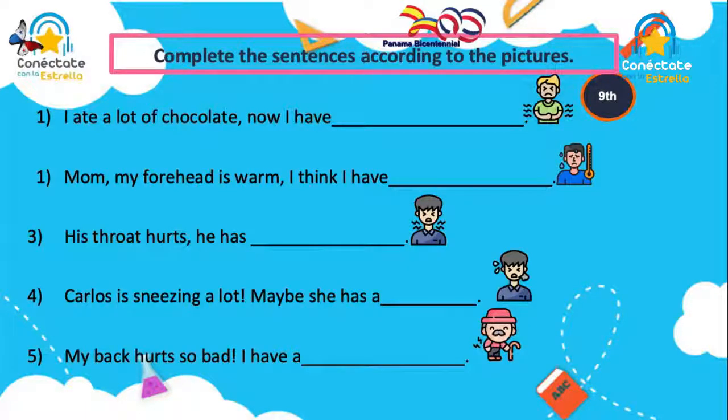Let me read the sentence with the word stomachache. I ate a lot of chocolate. Now I have a stomachache. Let's go with the next one.